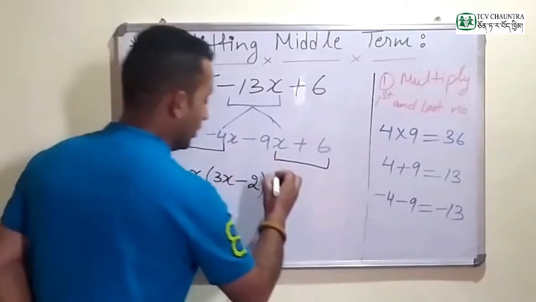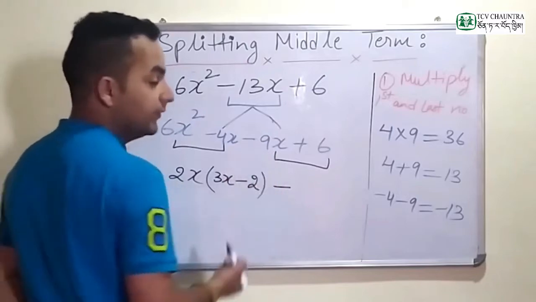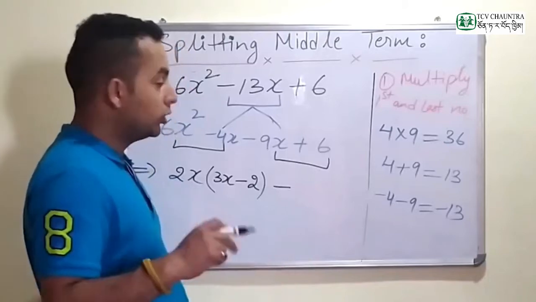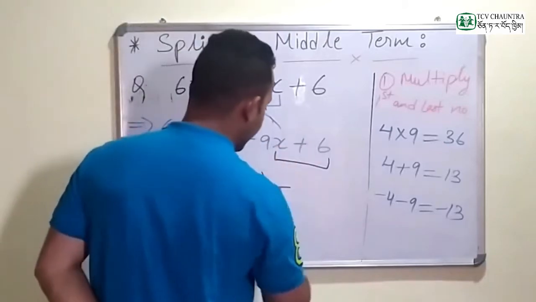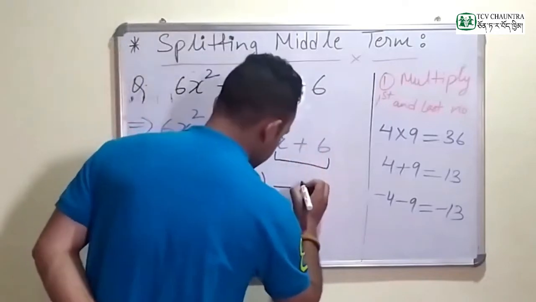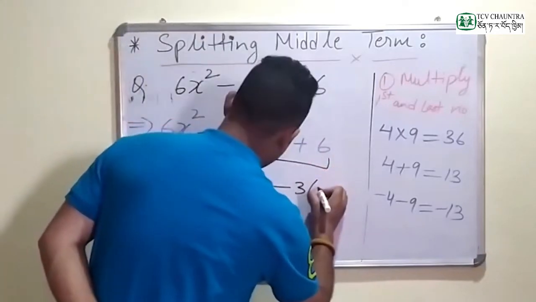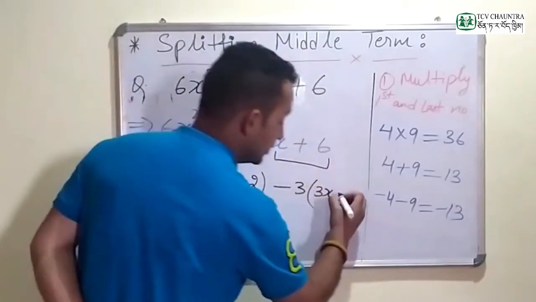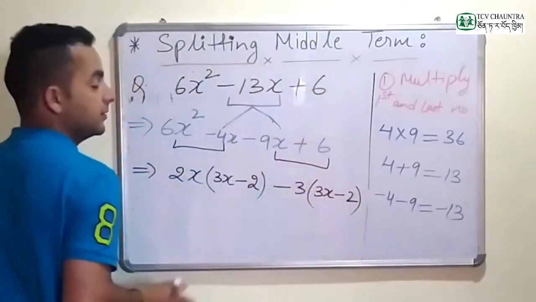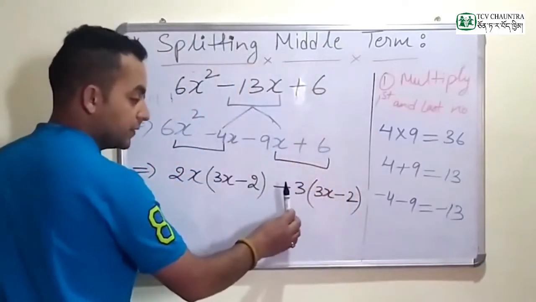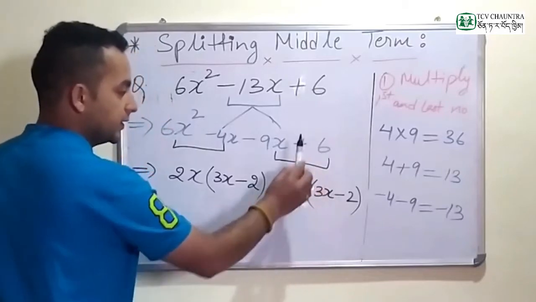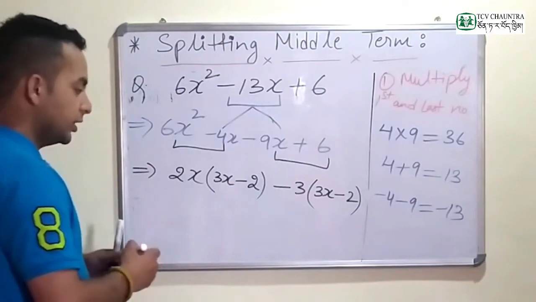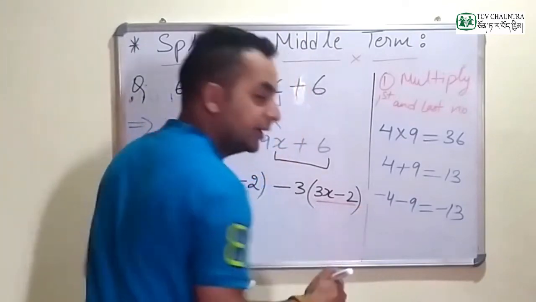On the other side you have negative 9x and plus 6. Both 9 and 6 come in the 3 table, so the common number between 9 and 6 is negative 3. Negative 3 will multiply with 3x to give negative 9x, and negative 3 will multiply with negative 2 to give a positive 6, because multiplication of two negative numbers is always positive.